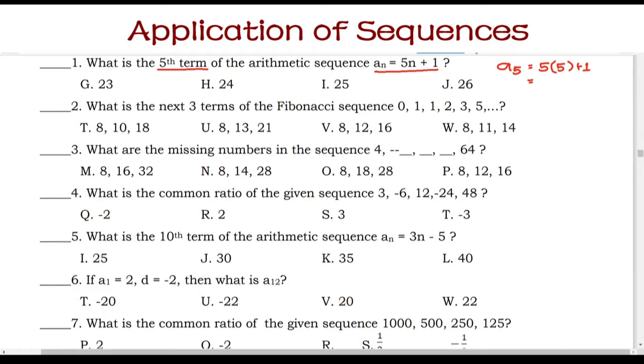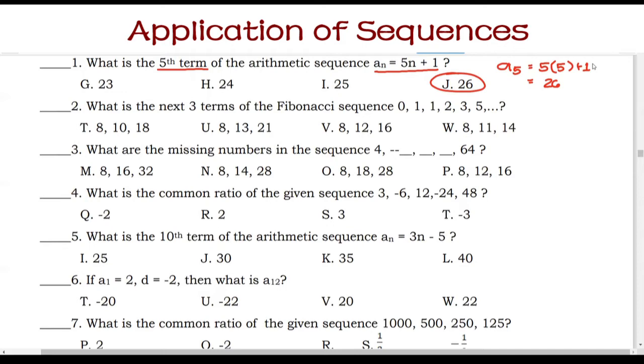What is 5 times 5? We get 25. Plus 1, you will get 26. So that's the answer here. All right? Okay. So what about number 2?